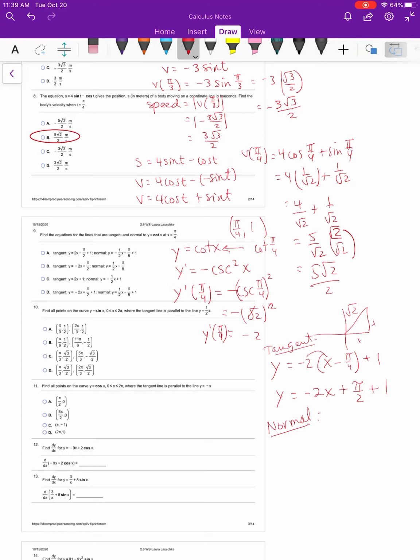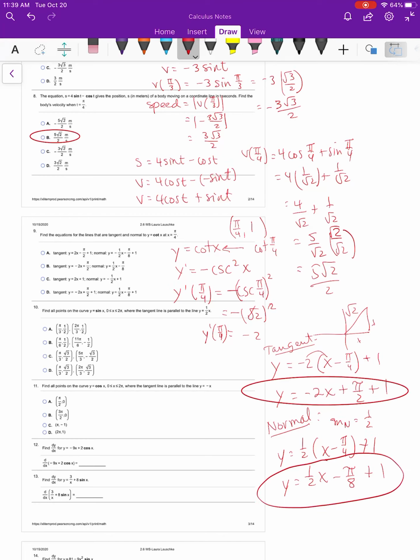My normal is going to have a slope, I'll just put slope of the normal, is going to be the negative reciprocal. So it's going to be positive 1/2. So y equals positive 1/2 times x minus pi over 4 plus 1. Y equals 1/2 x minus pi over 8 plus 1 when I distribute it. So looking for this equation and this equation right now. We've got negative 2x plus pi over 2 plus 1, positive 1/2 x minus pi over 8 plus 1. It looks like this one right here.